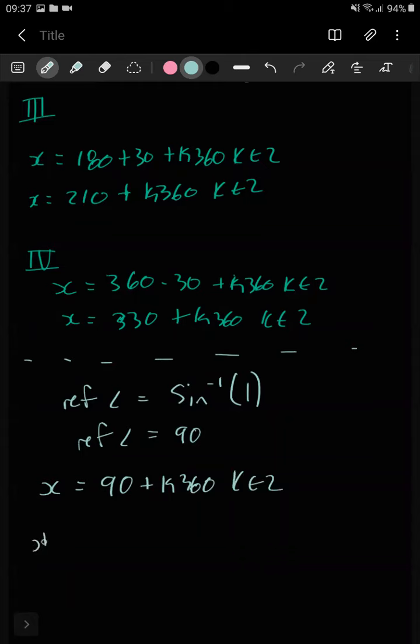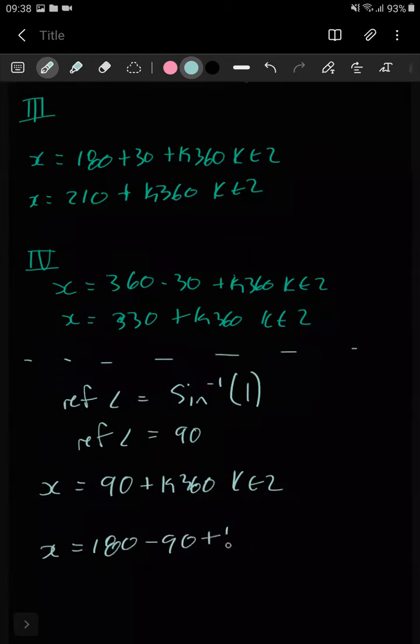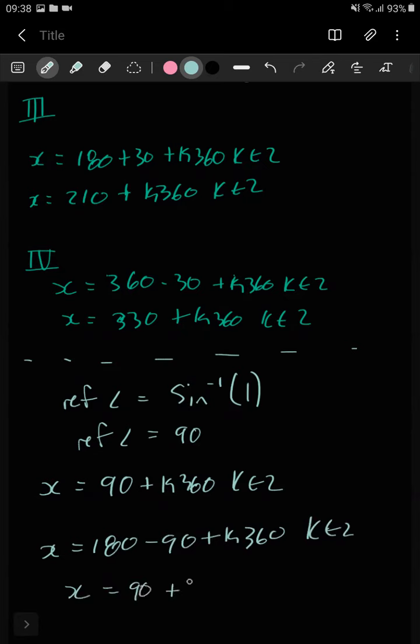The other one is x is equal to 180 minus, right? So let's see here. Let me just get it. X is equal to 180 minus 90 plus k360, k is an element of integers. So the funny thing here is we're getting the same answer here. So it is what it is.